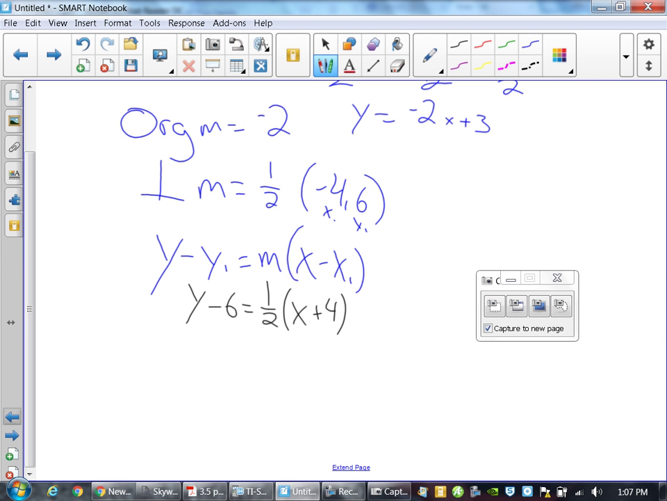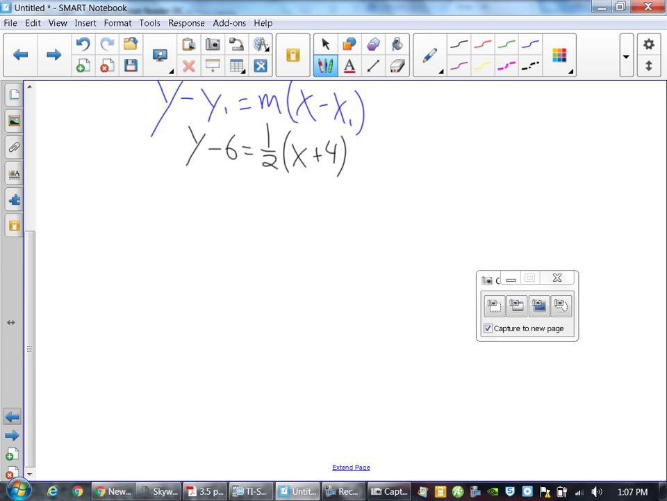Now, again, we have a fraction, but is it a scary fraction? No. What's half of 4? 2. And then how do you move a negative?